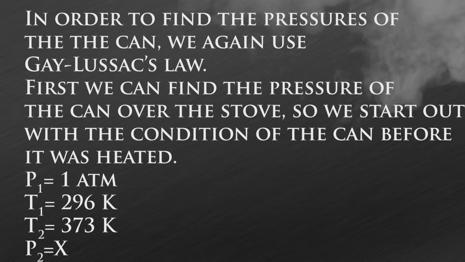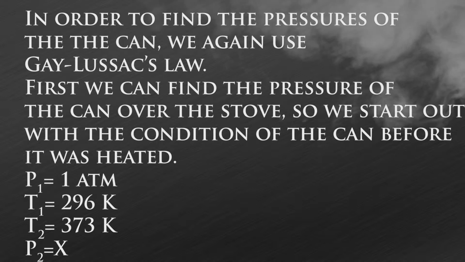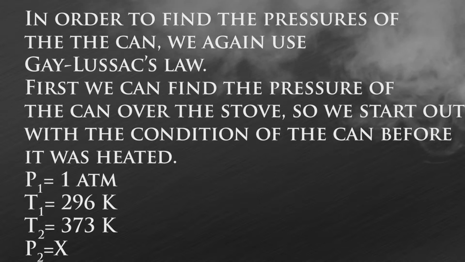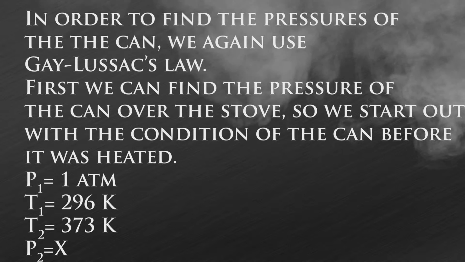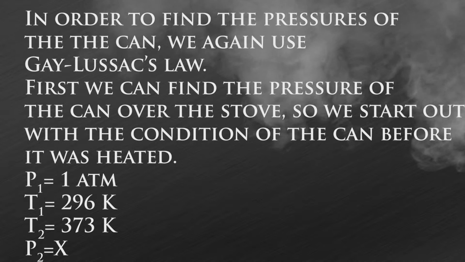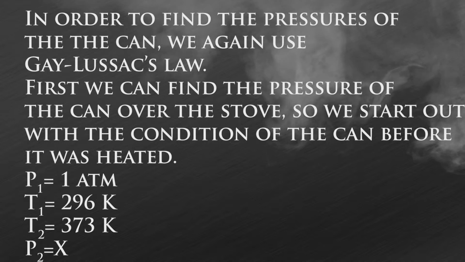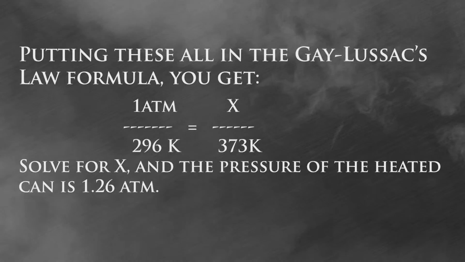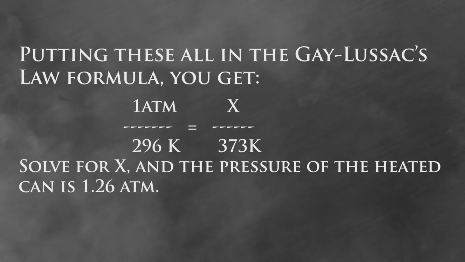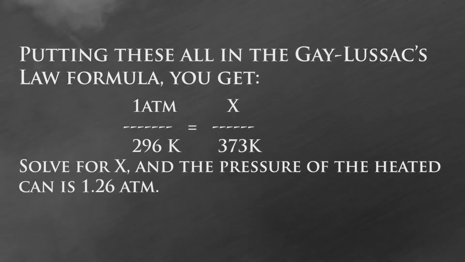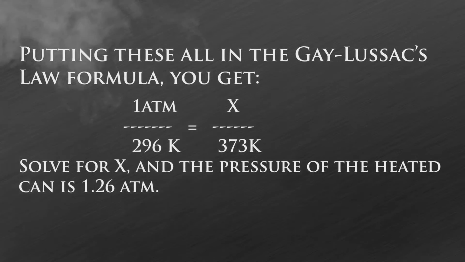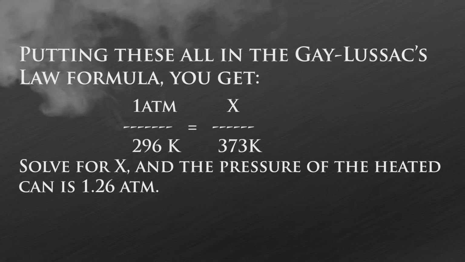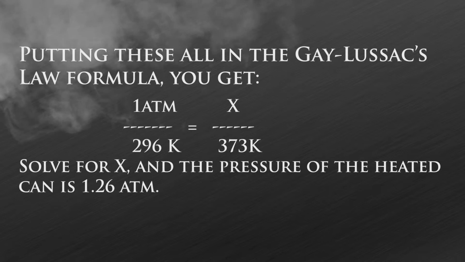First, we need to find the pressure of the can over the stove, so we start out with the condition of the can before it was heated. P1 equals 1 atm, T1 equals 296 Kelvin, and T2 equals 373 Kelvin. P2 equals x. Putting these all in the Gay-Lussac's law formula, you get 1 atmosphere over 296 Kelvin equals x over 373 Kelvin. Solve for x, and the pressure of the heated can is 1.26 atm.